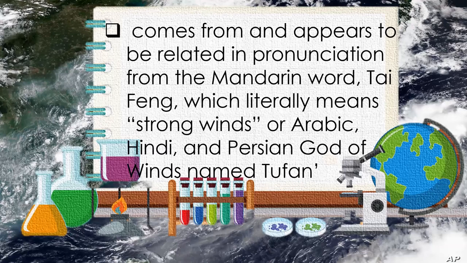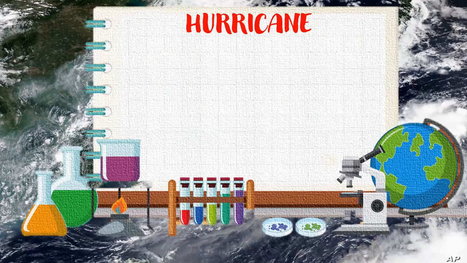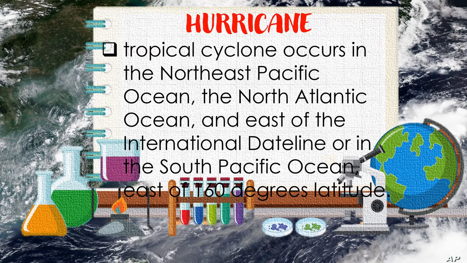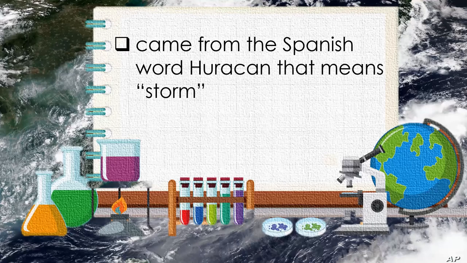It comes from and appears to be related in pronunciation to the Mandarin word taifeng, which literally means strong winds, or the Arabic, Hindi and Persian god of winds named Tufan. On the other hand, hurricane is a tropical cyclone that occurs in the Northeast Pacific Ocean, the North Atlantic Ocean, and east of the international dateline, or in the South Pacific Ocean, east of 160 degrees latitude. It came from the Spanish word huracan that means storm.